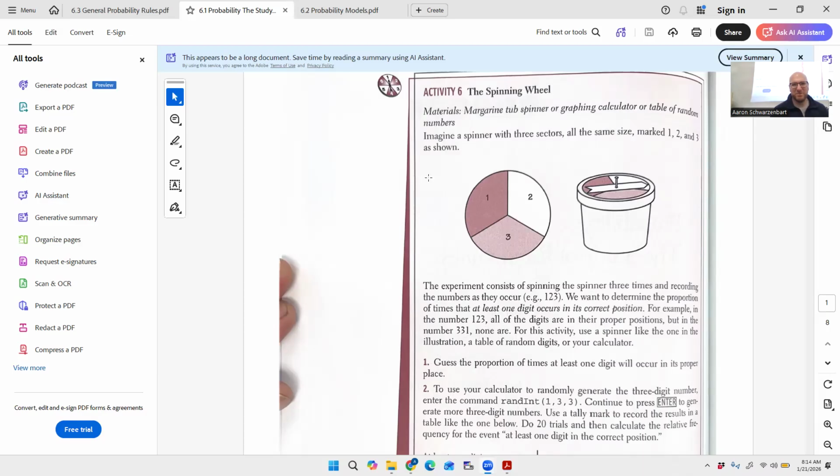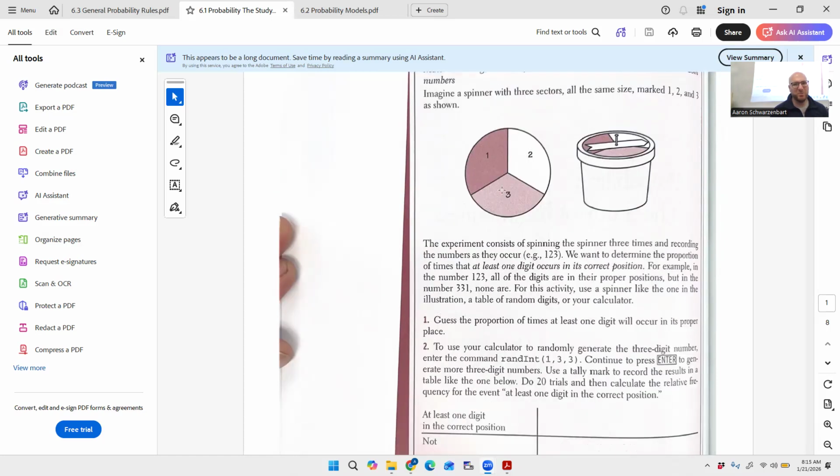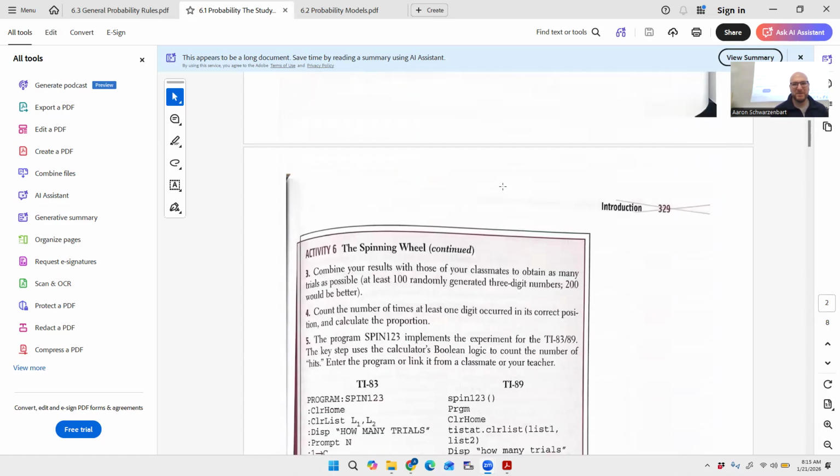Okay, so probability, this idea of spin a wheel, what's the probability of getting a one, a two, or a three? A third each, 100% for one of those three. One, two, and three is often known as the sample space of an event. That's all the possibilities. Okay?